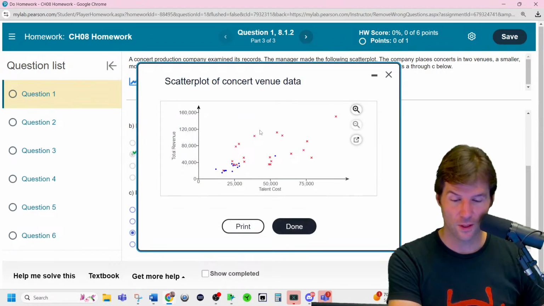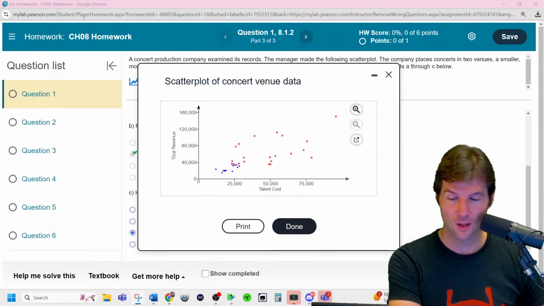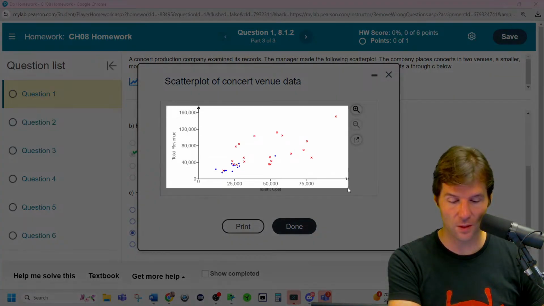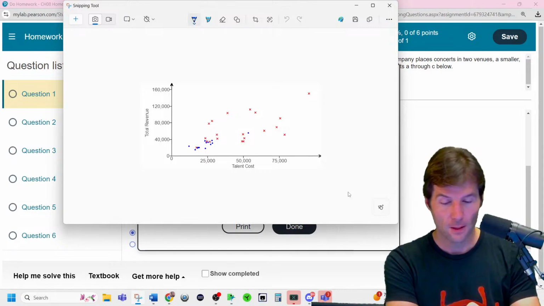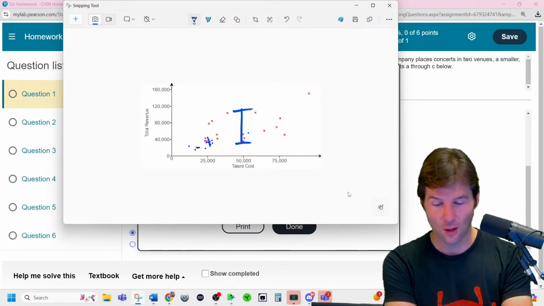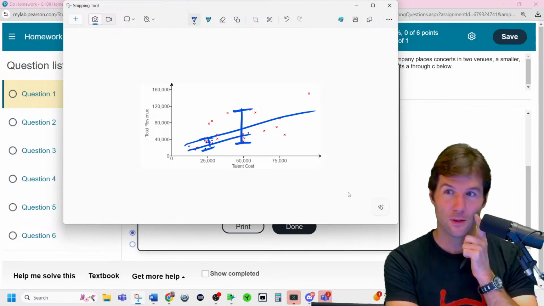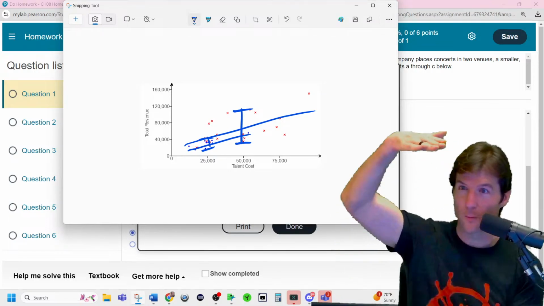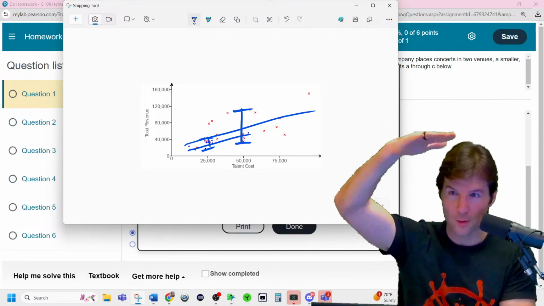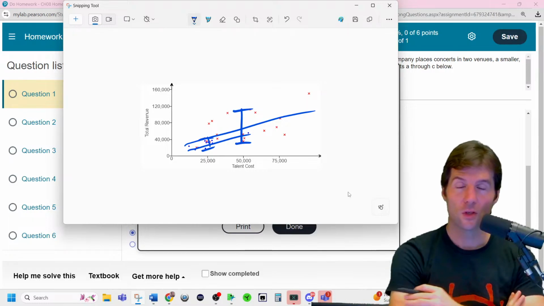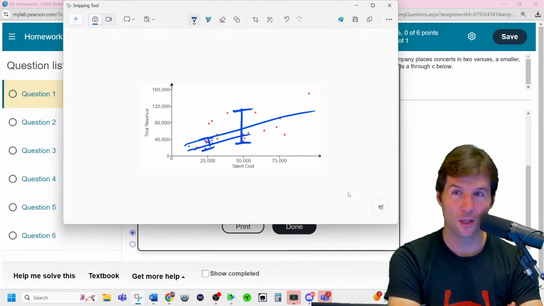So the larger venue, which is in red, would it be easier or harder to predict because it has more variability? So think theoretically right here, if the larger venue has more variability, does that make it easier or harder to predict than the blue one, which has less variability? So the larger venue has more variability in its prices, like more variability in the Y. So would it be easier or harder to predict?